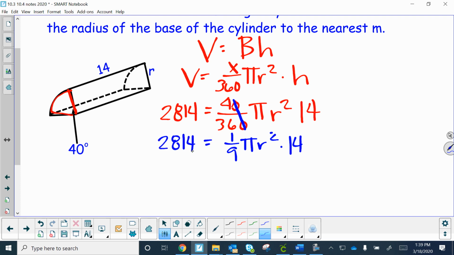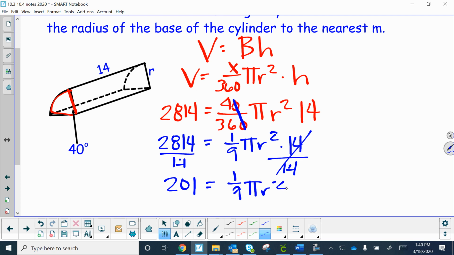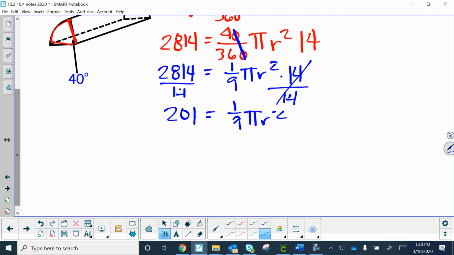2814. Now, what some of y'all probably would do, since this is all being multiplied, is divide by 14, and that'll cancel out. So I'm going to divide both sides by 14. 2,814 divided by 14 is 201. Okay, and so all I did was copy what I have left. So I have 1/9 pi r squared equals 201.